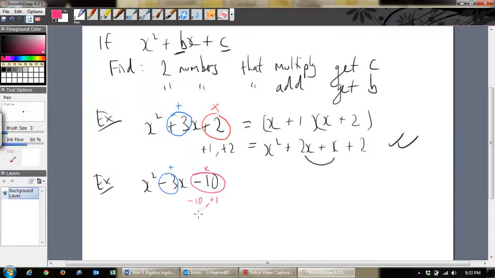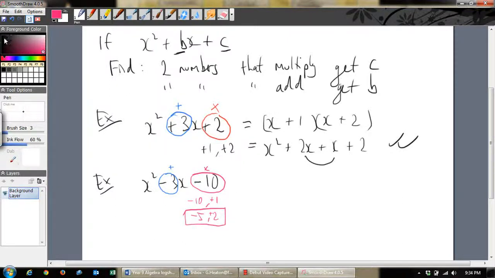How about 5 and 2? 5 and 2. Is there any way that we can multiply these two together, add these two together to get negative 3? Well, actually maybe. How would we make negative 3? We would have to go negative 5 and positive 2. Negative 5 plus 2 actually equals negative 3, so that's correct. And also negative 5 times positive 2 is negative 10. So this is your answer right here.